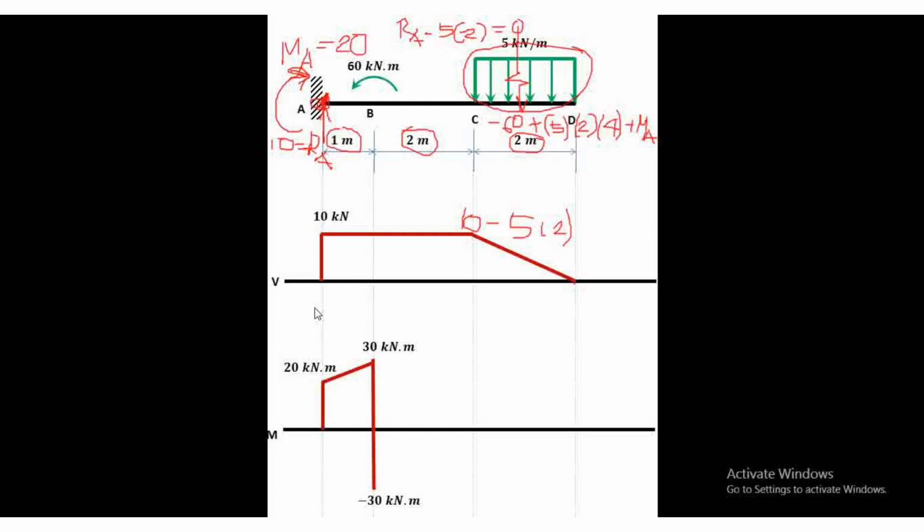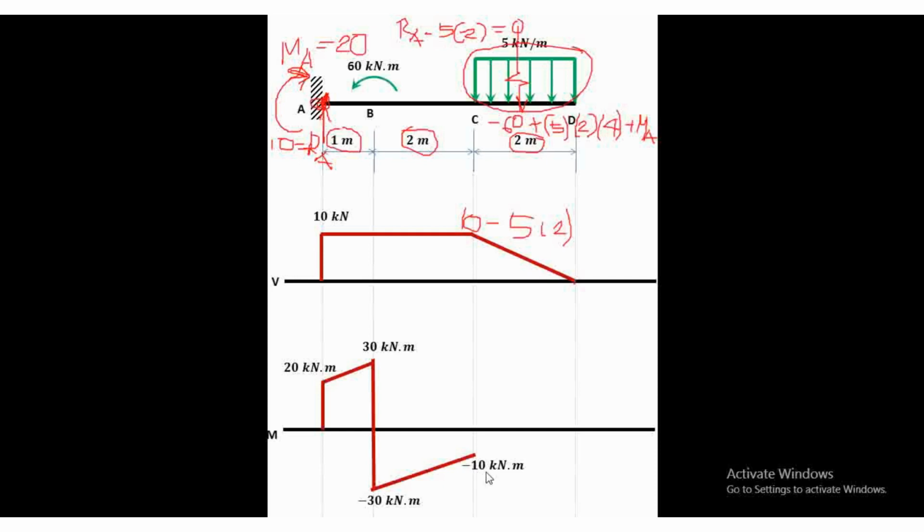Now, between B to C, that is a rectangle. So, negative 30 plus 10 times 2 is negative 10. Iko-connect ko ngayon si negative 30 tsaka si negative 10. Again, dito sa may shear diagram, this is a 0 degree curve. Pagdating kay moment diagram, magiging 1 degree curve. Okay? Dito na tayo kay C to D. Nag-end ako kay negative 10. Kay shear diagram, this is a 1 degree curve. So, pagdating kay moment diagram, this should be a 2 degree curve.